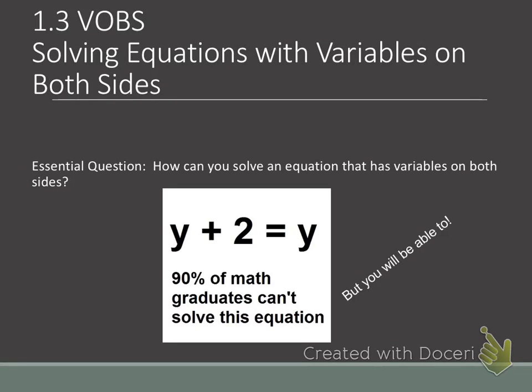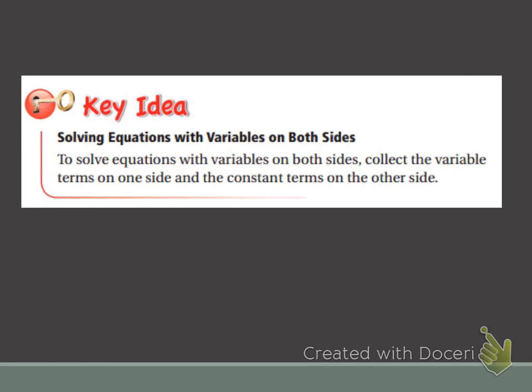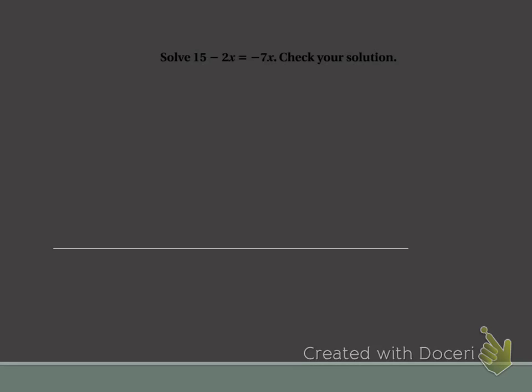This is lesson 1.3, VOBS, which stands for variables on both sides. Solving equations with variables on both sides. So your essential question here is, how can you solve an equation that has variables on both sides of the equal sign? Well, here our key idea is to solve equations with variables on both sides. Collect the variable terms on one side and the constants, or the numbers, on the other side.